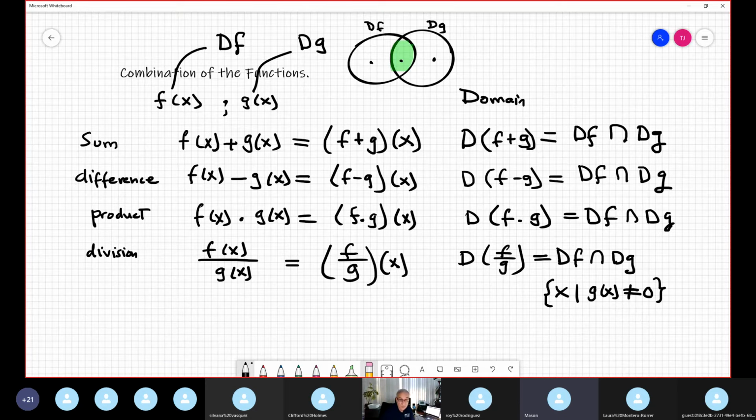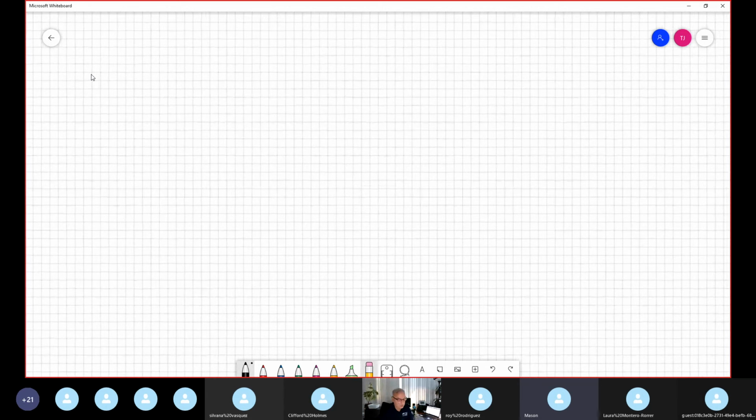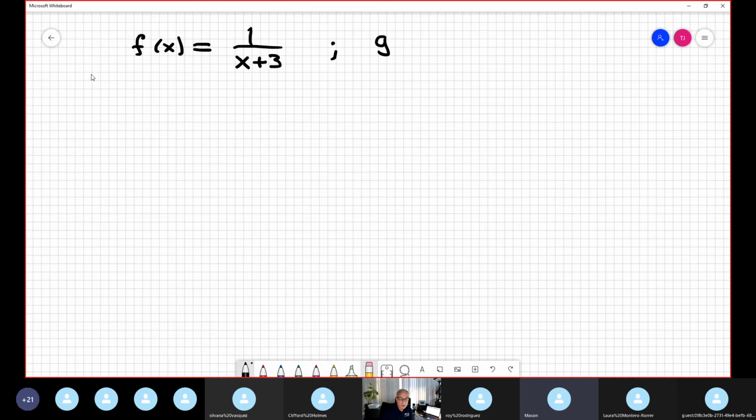Okay, let's see an example to understand more clearly the combination of the functions, or at least the first part of the combination of functions, because we have the second part. The first part is the easy part. Let's move on to the example. This is a long example because it includes addition, subtraction, multiplication. Suppose two functions are given. The first function is f of x equals 1 over x plus 3, and g of x is x over x plus 2.